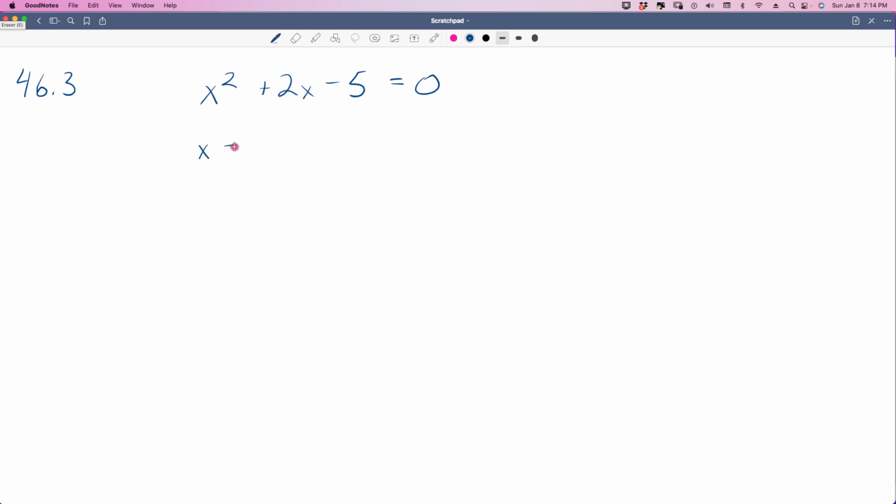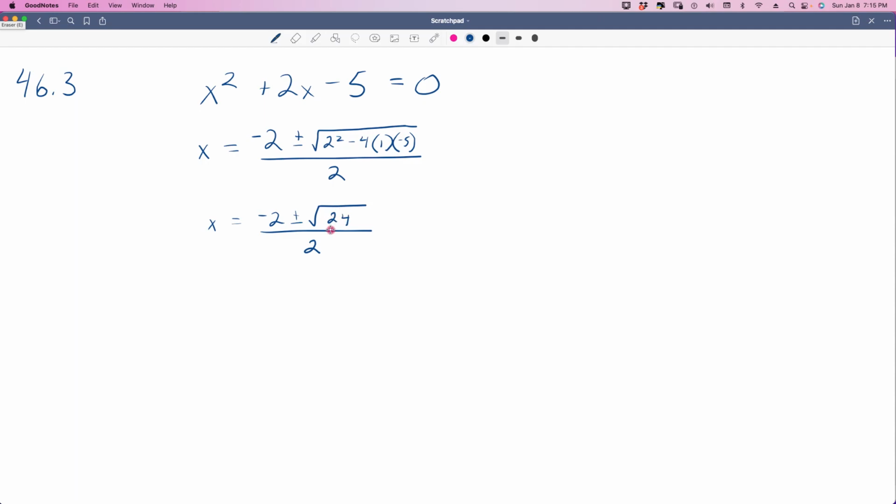So x is equal to negative b, which is negative 2, plus or minus the square root of 2 squared minus 4 times 1 times negative 5 over 2 times 1, so it'll be 2. So x is equal to negative 2 plus or minus, and that is going to be a square root of 4 plus 20, so 24, over 2.